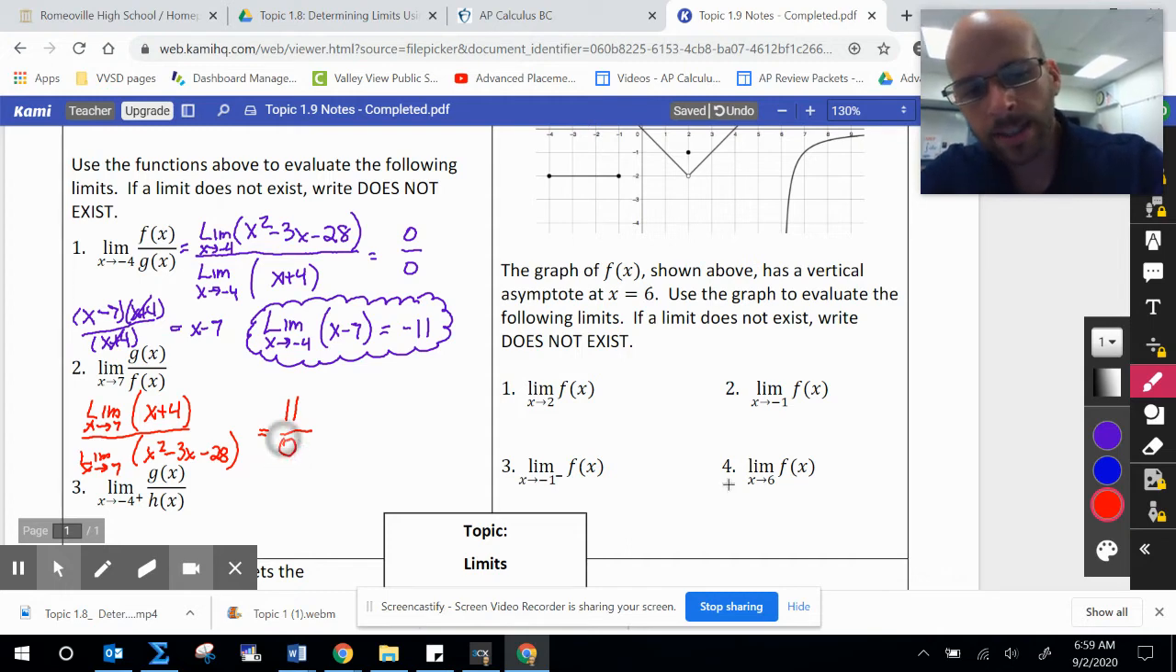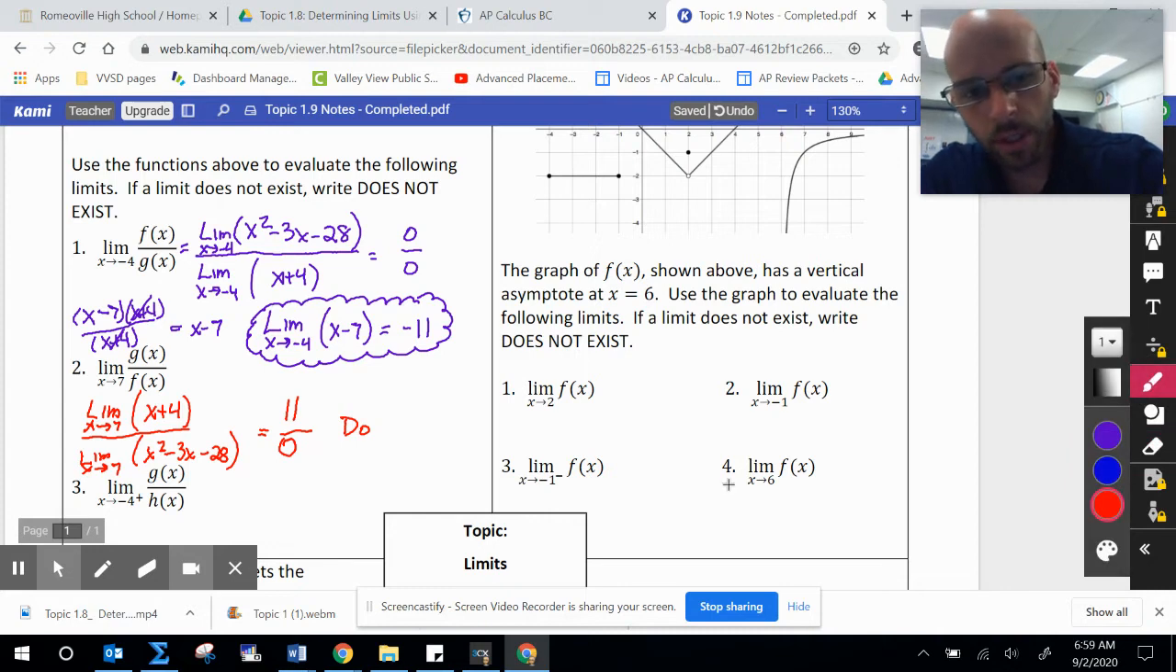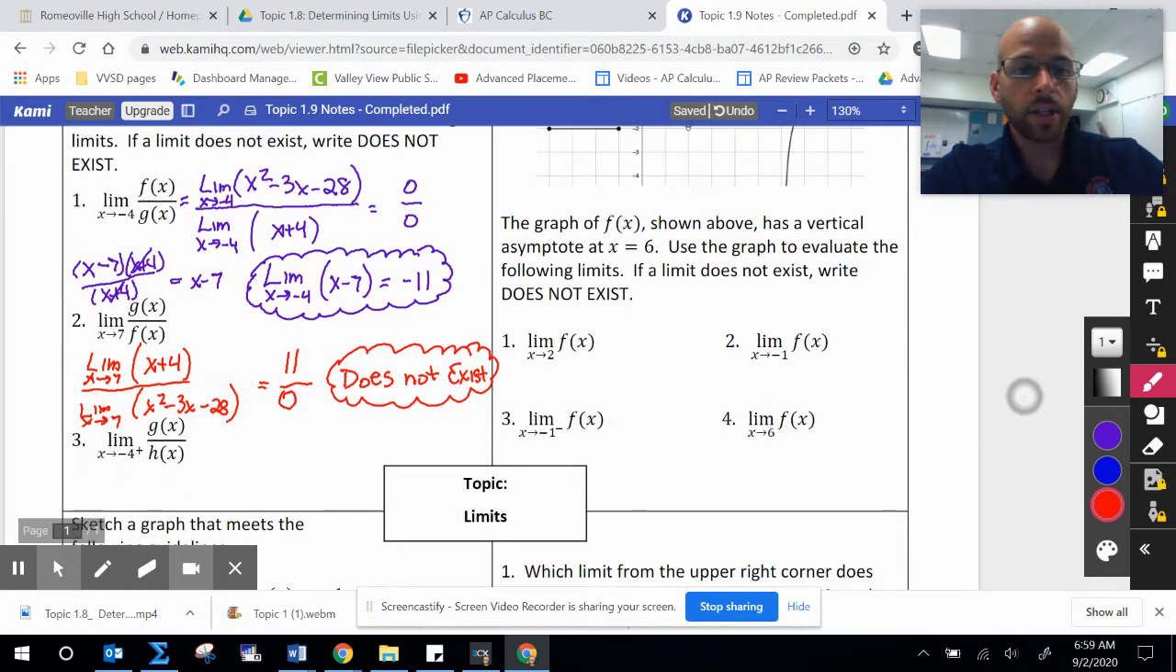Now, this is not an indeterminate form. Even if you factor and cancel, it's still not going to change anything, because if we get a constant in the numerator and 0 in the denominator, ultimately this is undefined. There's a vertical asymptote. Therefore, my limit does not exist. Okay, and that would ultimately be my answer. Because there's a vertical asymptote, we can't have a limit there.